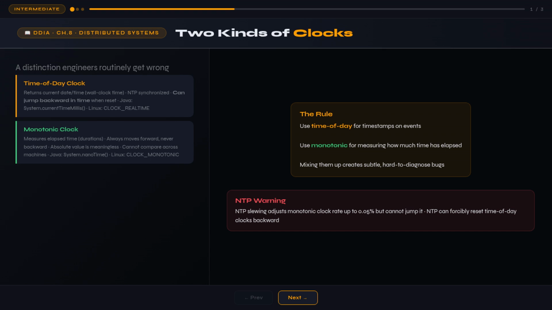Here is a question that sounds trivial. What time is it? In a distributed system, this question has a surprisingly complicated answer. Every machine on the network has its own clock, an actual hardware device, usually a quartz crystal oscillator. These clocks are not perfectly accurate. Each machine has its own notion of time, which may be slightly faster or slightly slower than other machines.